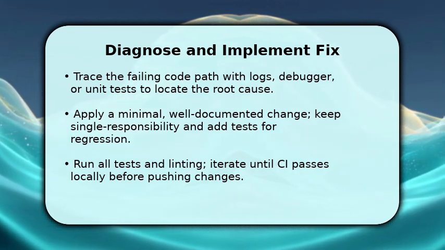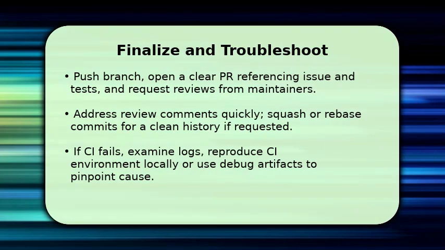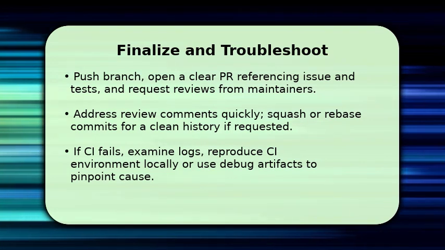Push your feature branch and open a pull request that explains the bug, the minimal fix, and links to failing tests. Ask for reviewers and respond to feedback promptly. Rebase or squash when asked to keep history tidy. Once CI runs, make sure all checks pass.